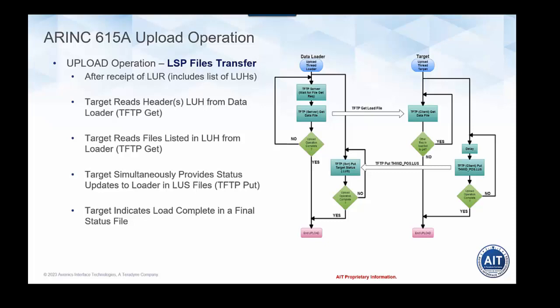While the target is doing this, it's simultaneously and periodically sending status information to the data loader in the form of LUS files. A good way to think of it is, after a data load operation is accepted and the target has received the list of software parts that the data loader is requesting to load, the target will effectively be operating in two simultaneous threads. One thread is spinning through the load files listed in the header file and reading them from the data loader. And then there's a simultaneous thread that is putting status in the form of LUS files to the data loader, to indicate to the data loader and the user of the data loader the status and the progress of the upload operation.